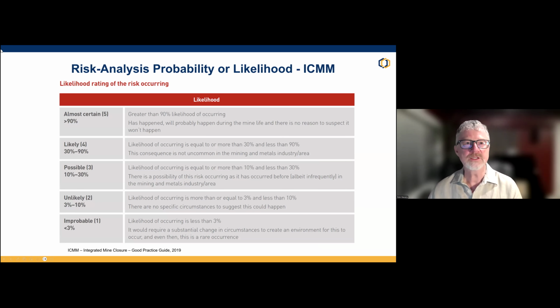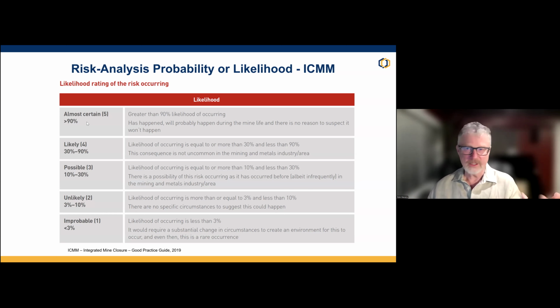So it does require us to have some guides about how we determine whether it's likely or unlikely, the probability. And so there is a fair bit of guidance out there, and the tool itself has some guidance in it that helps you to make those decisions. This one comes from the ICMM's Integrated Mine Closure Guideline from 2019, although I will note that they have just released an updated version of their mine closure guideline in 2025.